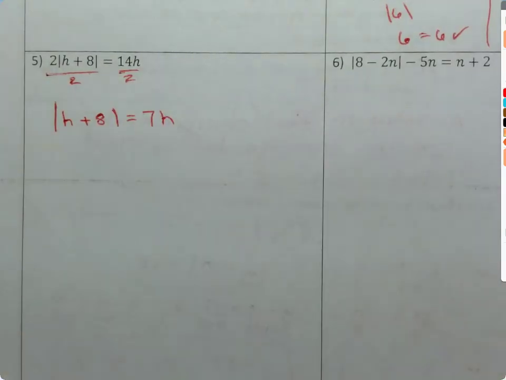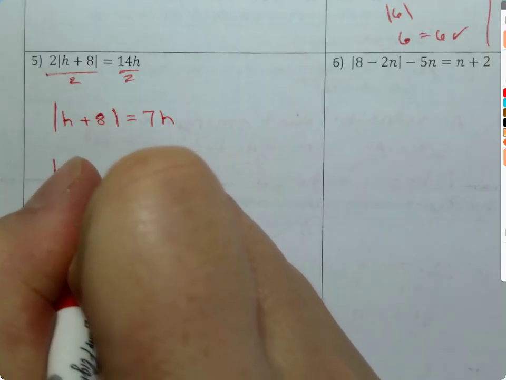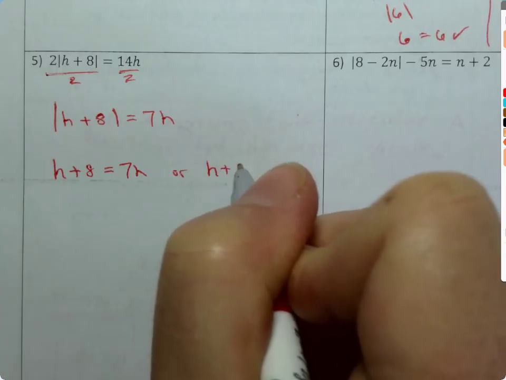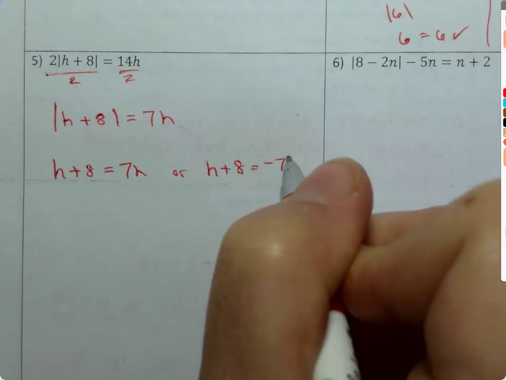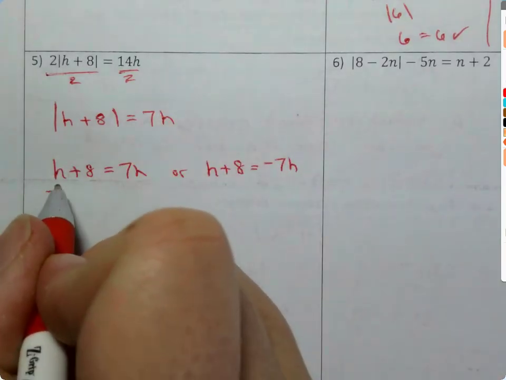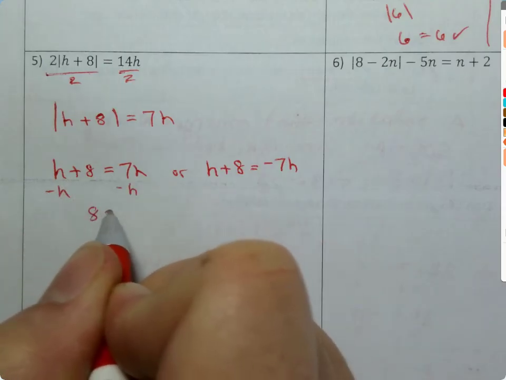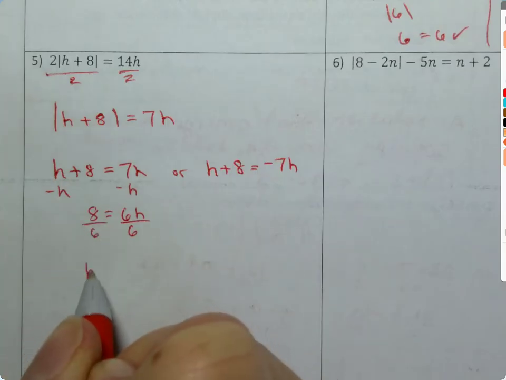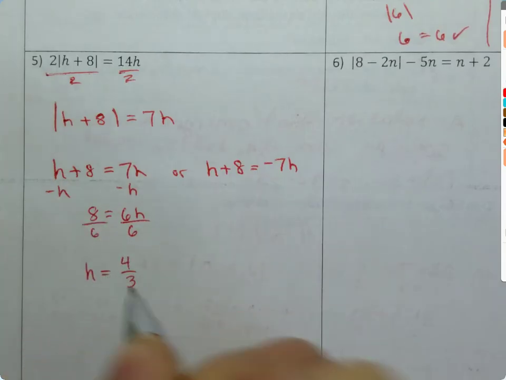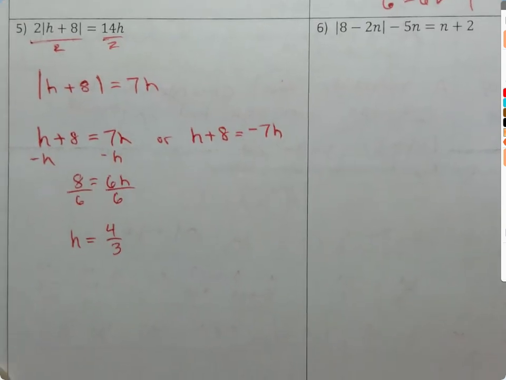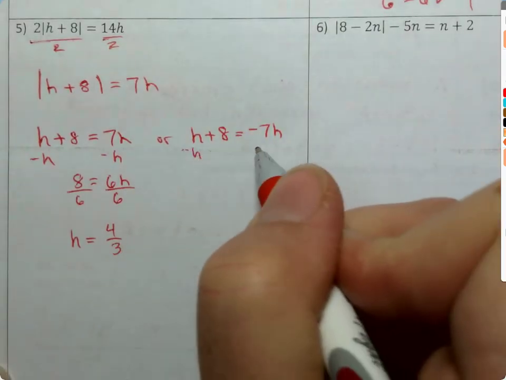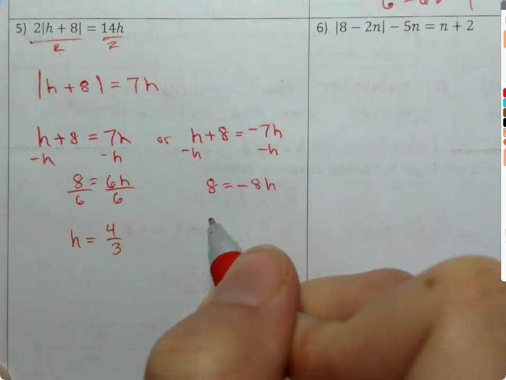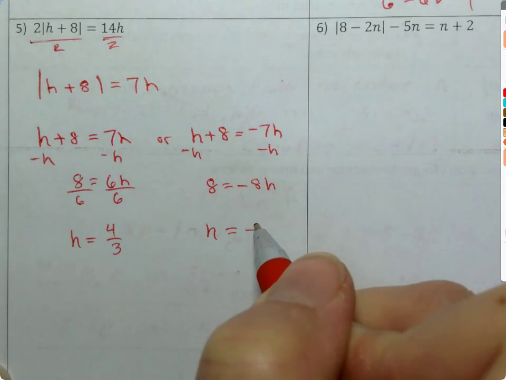First thing I'm going to do is determine that what's inside is going to stay, but it could be the positive answer, or what's inside could be that negative 7h. And I'm going to move the h over by subtracting it. And yes, I'm going to end up with a fraction dividing by 6. So I'm going to have h equals 4/3. So make sure you reduce your fraction if you have one. This one, I'm going to subtract the h. And I end up with 8 equals negative 8h, divide by negative 8, and h equals negative 1.